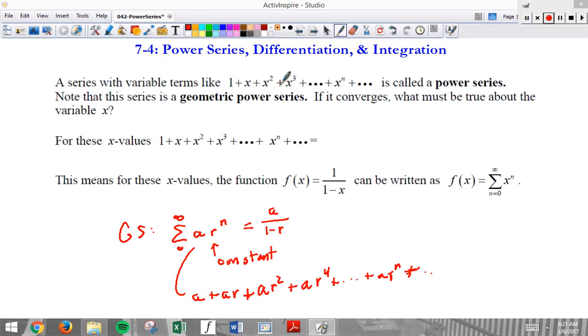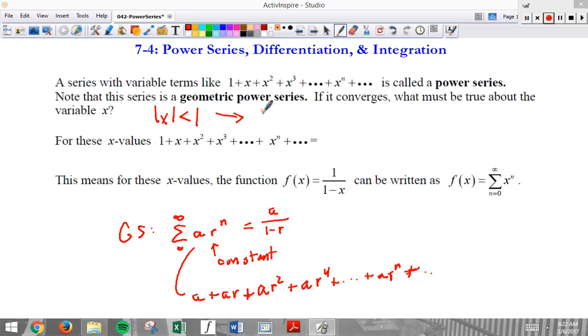Why is it geometric? Think about it. 3, 2, 1. Because each term is a multiple of the last. To get from a previous term to the next term, I multiply by x. I multiply by x. And so on and so on. If it converges, what must be true about the variable x? What must be true about x is that its absolute value has to be less than 1.